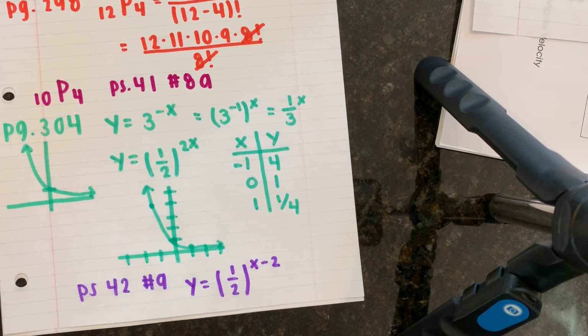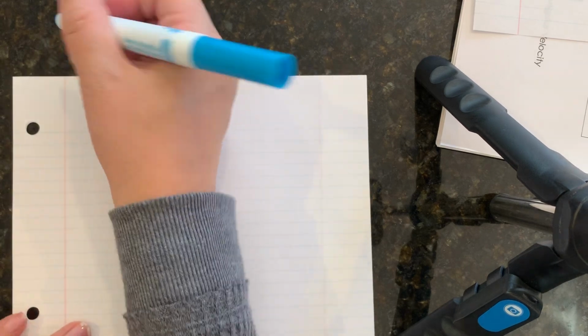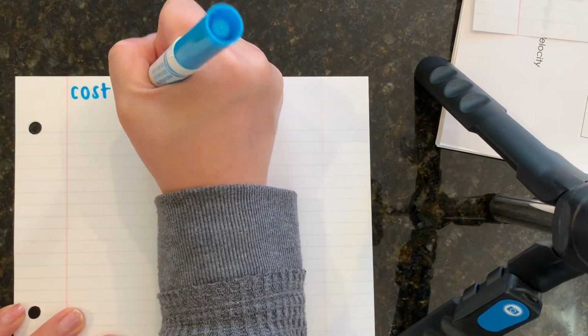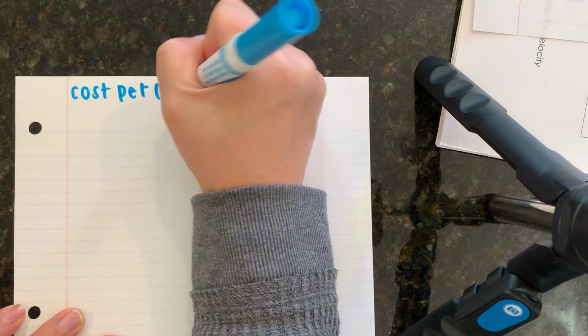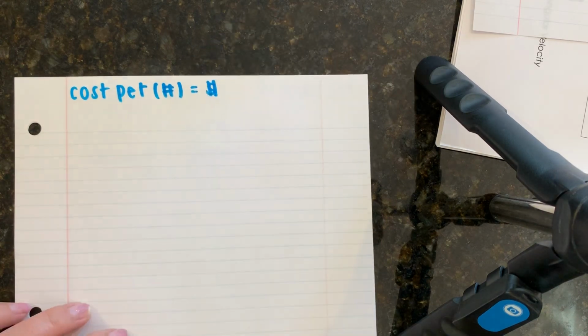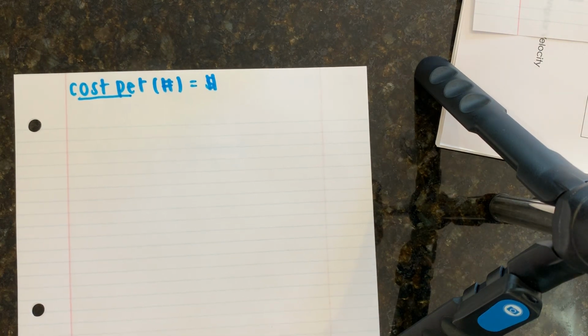Now, the last thing I want to look at is going to come from lesson 44. In lesson 44, we started talking about abstract rate problems. In this, we use the formula cost per item times the number of items equals the amount that we're spending. So this is the equation that we're starting with. Now, we're always going to start by solving for the cost per, which is also known as our rate.